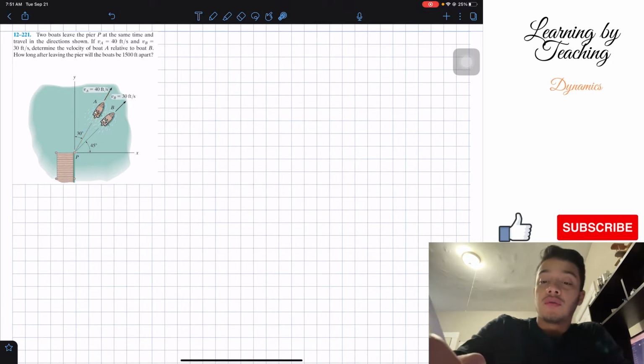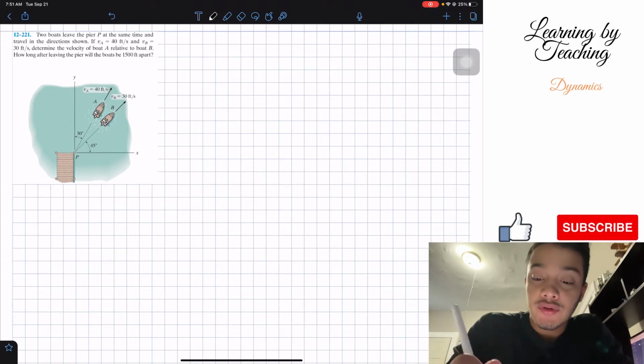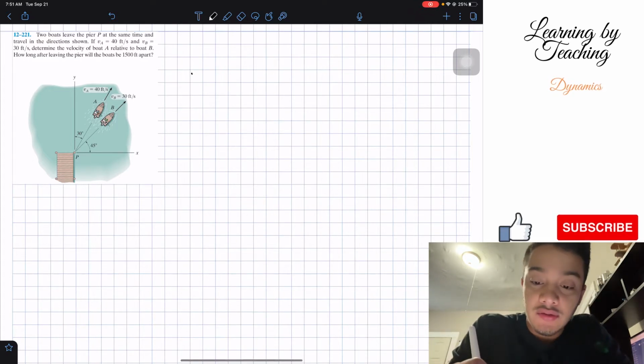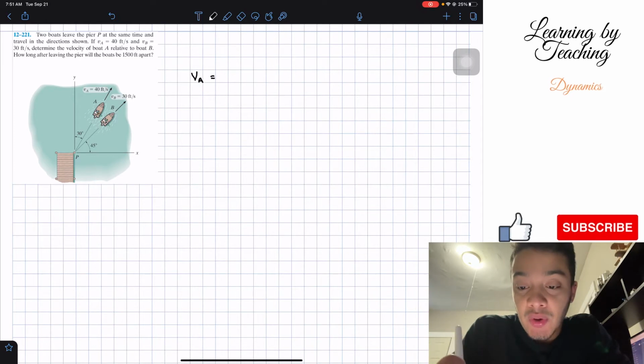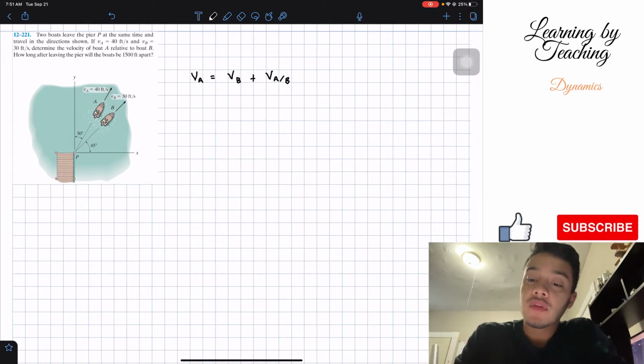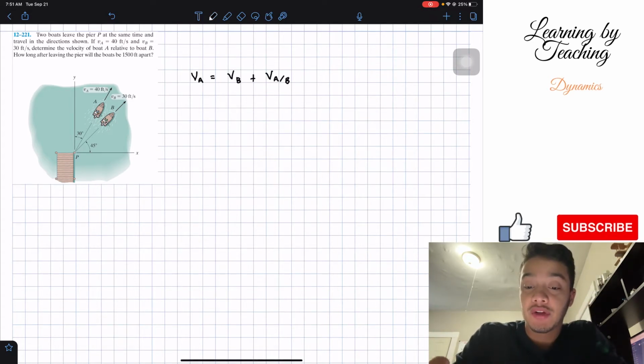So in order to solve this problem, we're going to utilize the relative velocity equation, where we know that the velocity of A is equal to the velocity of B plus the relative velocity of A with respect to B, okay? And what we need to do is find this relative velocity of A with respect to B.